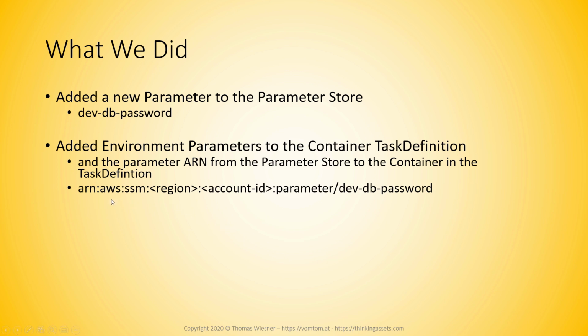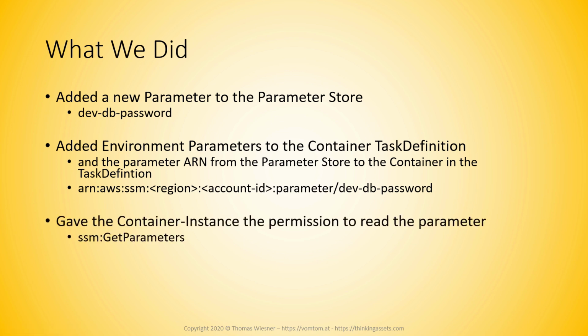Unfortunately, you cannot copy it anywhere. You have to type it in: arn:aws:ssm:your-region:your-account-id:parameter/ and then the parameter name, in our case DevDB password. Then we gave the task, the ECS task execution role, the permission to read the parameter, and the permission that you need is the SSM GetParameters. We did this via the IAM dashboard. And then basically we updated the service, which started a new task.